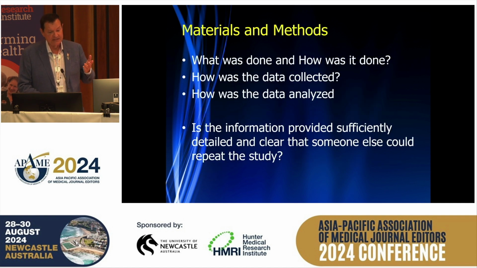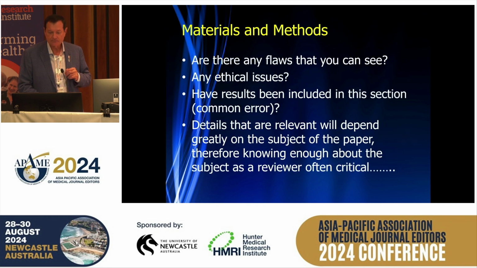The next section is the materials and methods. Basically, you want to know what was done, how it was done, how the data was collected, and how the data was analyzed. It should be sufficiently detailed, like a recipe book in some ways, so that if you wanted to go out and reproduce the study, you would be able to do it. There wouldn't be key aspects of it missing. So what you're looking for is, are there any flaws that you can see? The other important thing to look at is whether there are any ethical issues.